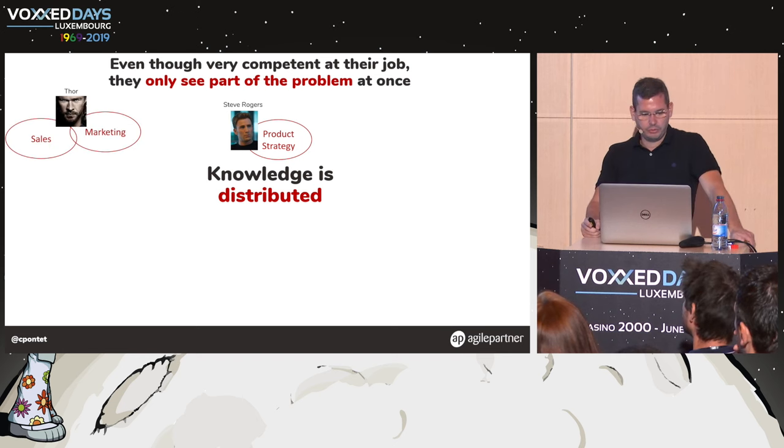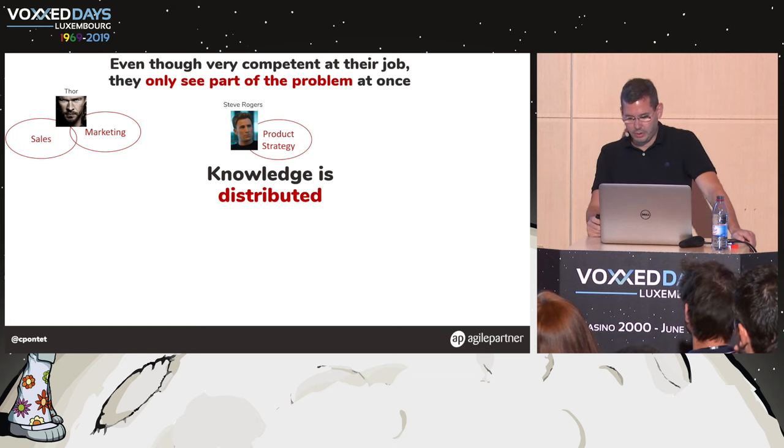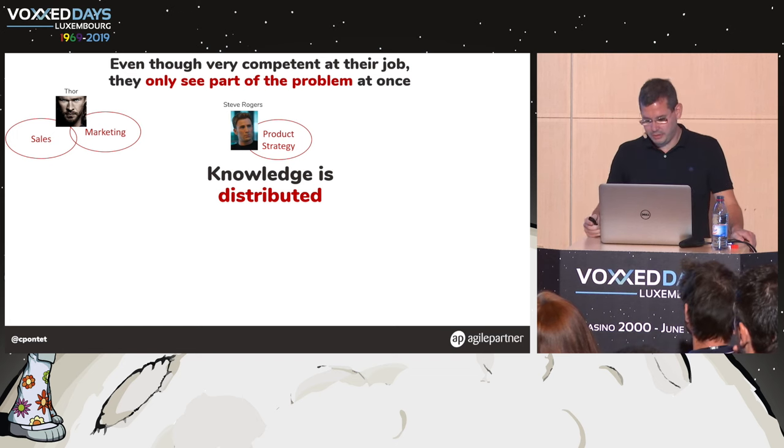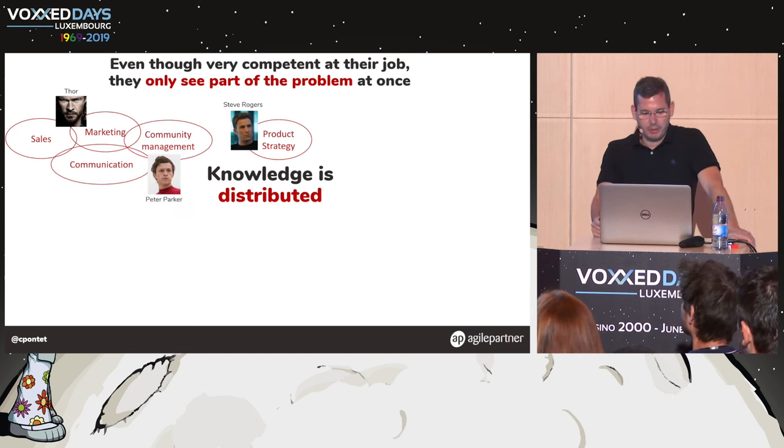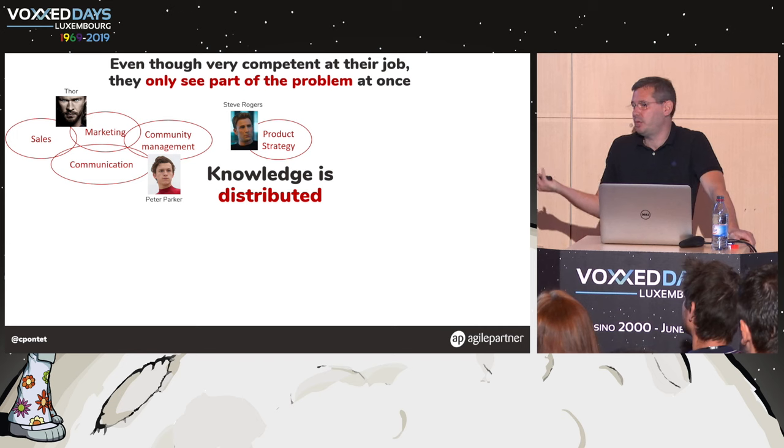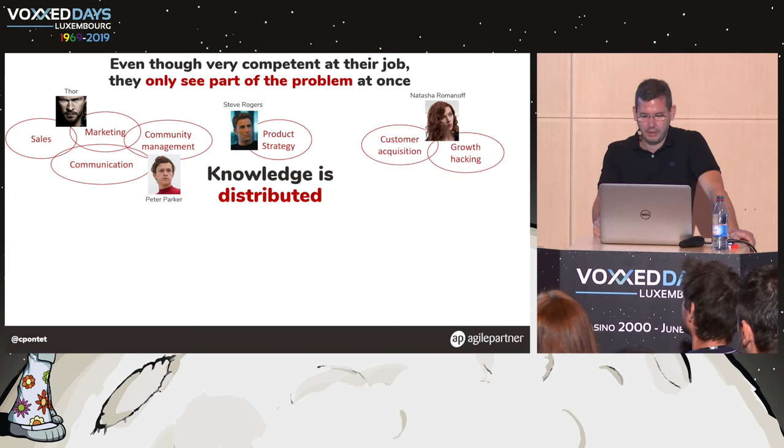Now, we have also Thor, who is in charge of sales and marketing. He's kind of persuasive, and he has great negotiation skills, and also a great address book. Like, he knows people. That's useful for salespeople. He is assisted for communication and community management by Peter Parker. That guy knows how to take pictures, for example, so it's quite handy when you speak about community management.